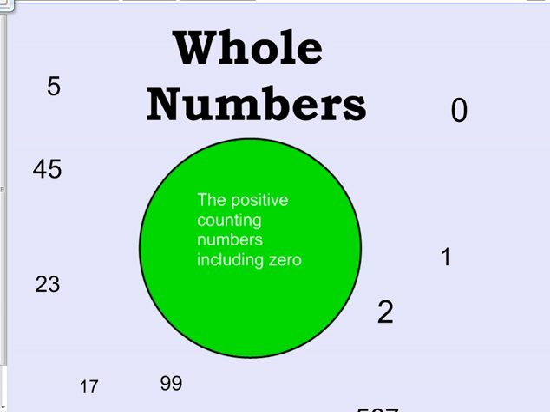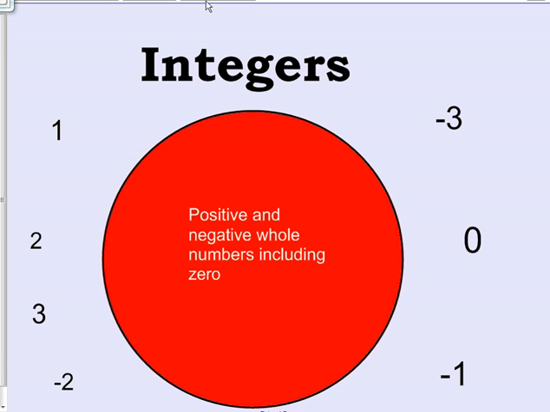All right, so then we're working our way further out in our target. We now have integers. And integers are positive and negative whole numbers, including zero. So in this case, we have 1, -1, 0, -3. All right, just like with the whole numbers and natural numbers, 1, 2, and 3 could be classified as natural numbers, whole numbers, and integers.